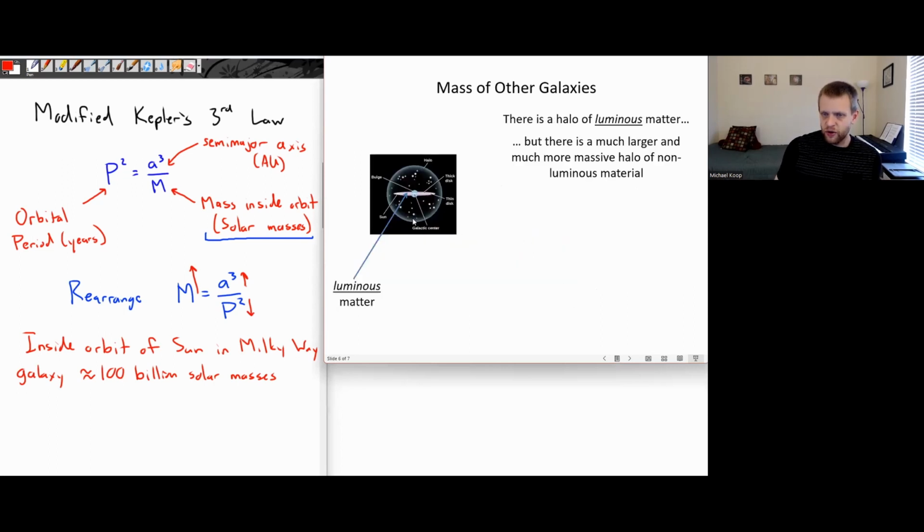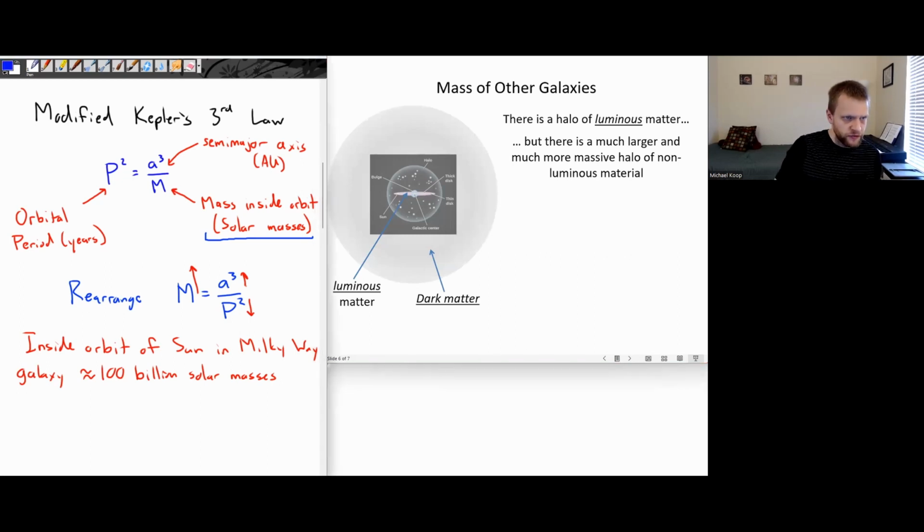So when we talked about our Milky Way galaxy, we said we've got the galactic center, the bulge in the middle. We've got this disk of material where there's lots of gas and dust. And we have this halo that is mostly empty except for these globular clusters. So we get this halo of luminous matter, but the evidence right now suggests that there's a much larger and much more massive halo of non-luminous material.